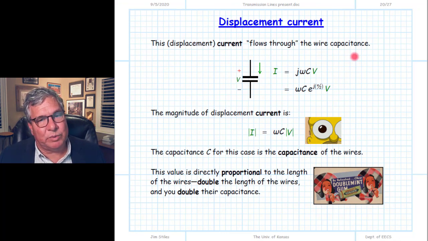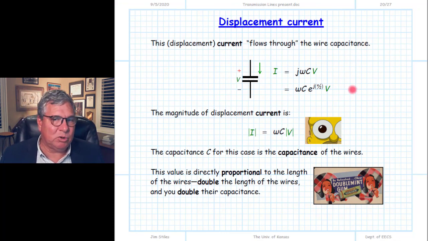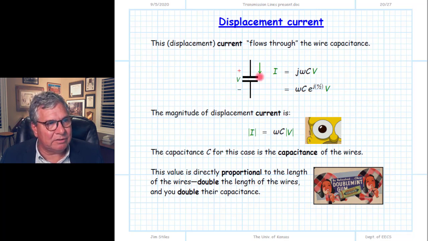So we can ask ourselves then, when is this displacement current significant? When do we need to worry about this displacement current? We can go through and look at the equation for the current through a capacitor relative to the voltage across it, and we come up with this result for complex currents and voltages. Of course, hopefully this is well known to you. We can take the magnitude of this result and see that the magnitude of the displacement current is equal to the product of the frequency of oscillation, the capacitance of the wires, and then the magnitude of the voltage between the two wires.